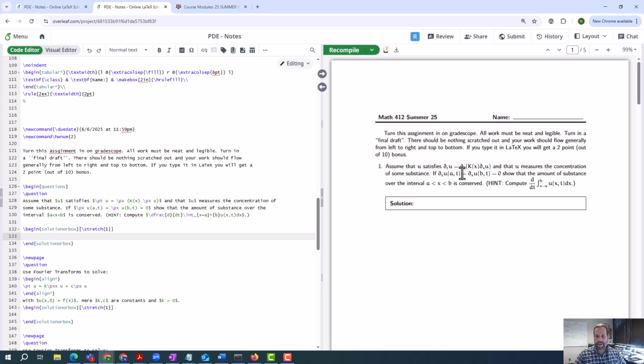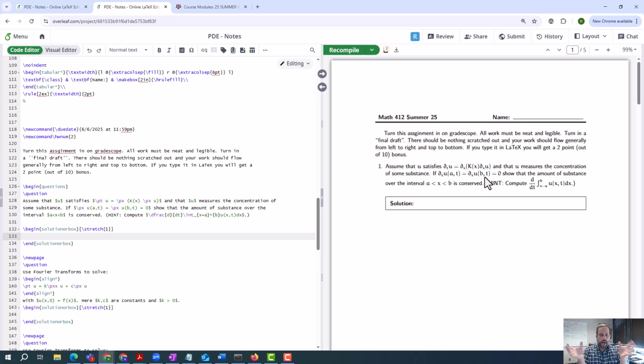So assume that u satisfies this diffusion equation and that u measures the concentration of some substance. If we know that the x derivative at a and the x derivative at b are 0, we want to show that the amount of substance over that interval is conserved. Physically, when we say these derivatives are 0, that's saying the flux at those points is 0. So there's no inflow or outflow of this substance at the boundaries.